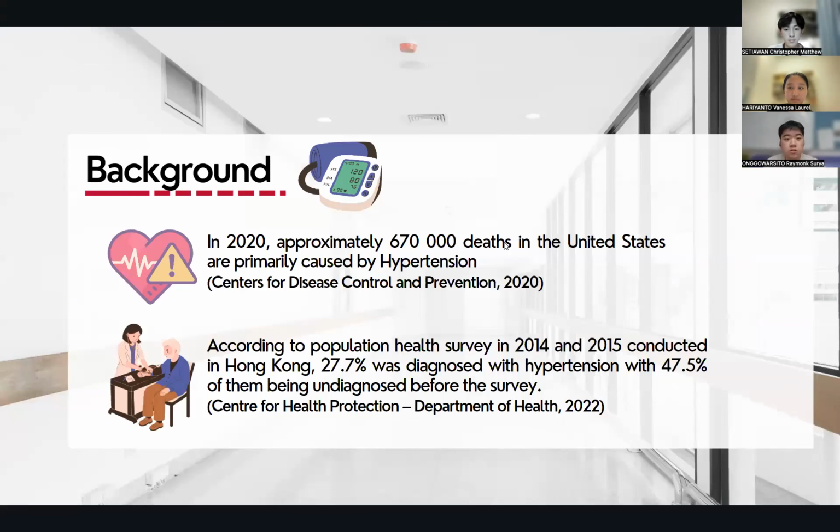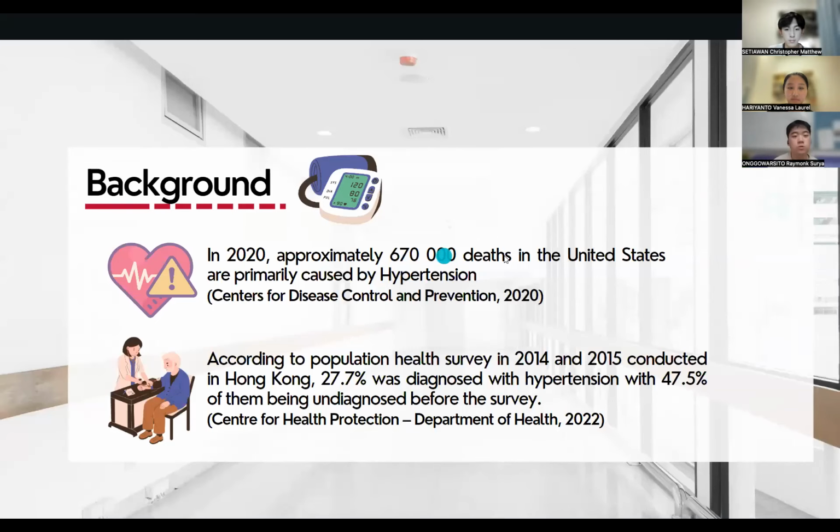So according to the Centers for Disease Control and Prevention in 2020, approximately 670,000 deaths in the US are primarily caused by hypertension. Additionally, according to a population health survey done in Hong Kong, 27.7% of people were diagnosed with hypertension, whereas 47.5% of them had been undiagnosed before. That just goes to show that it is essential for people to regularly monitor their blood pressure.